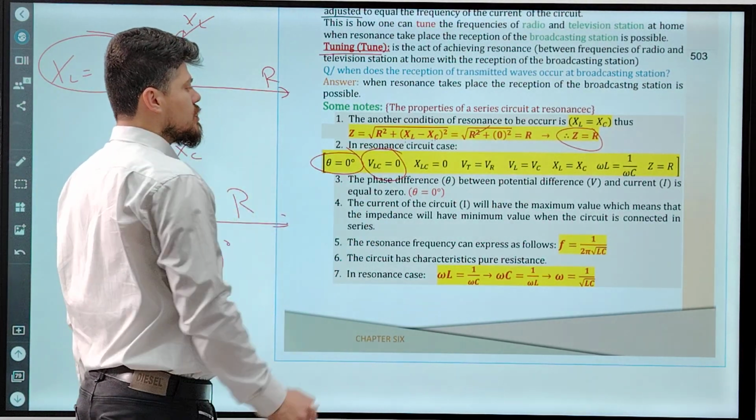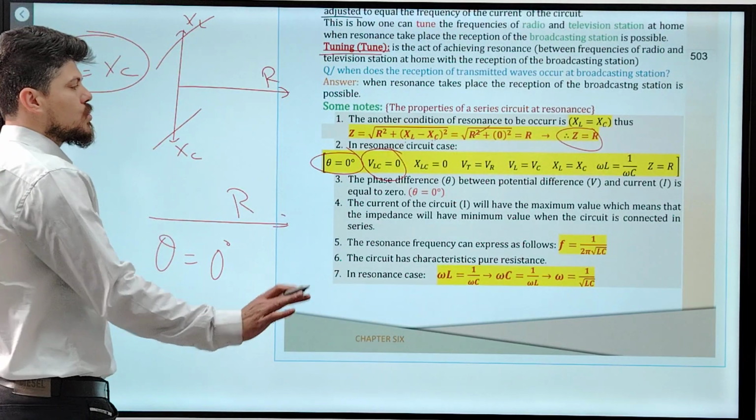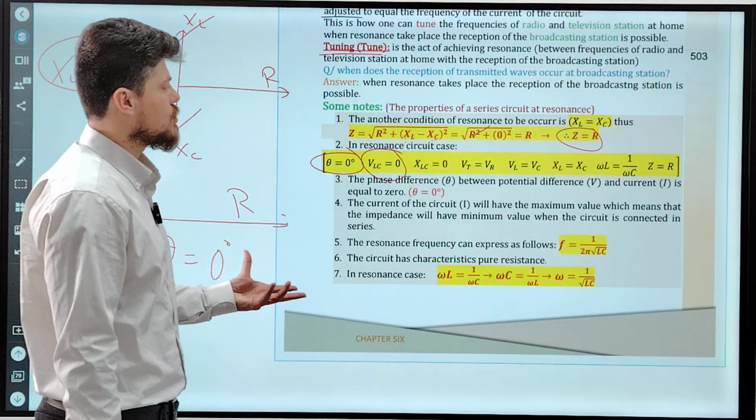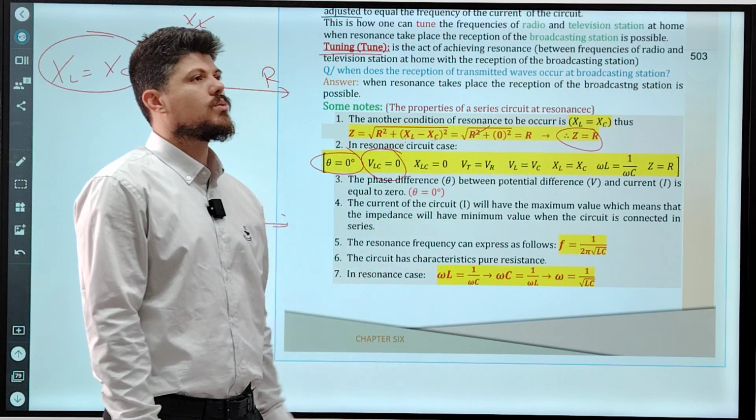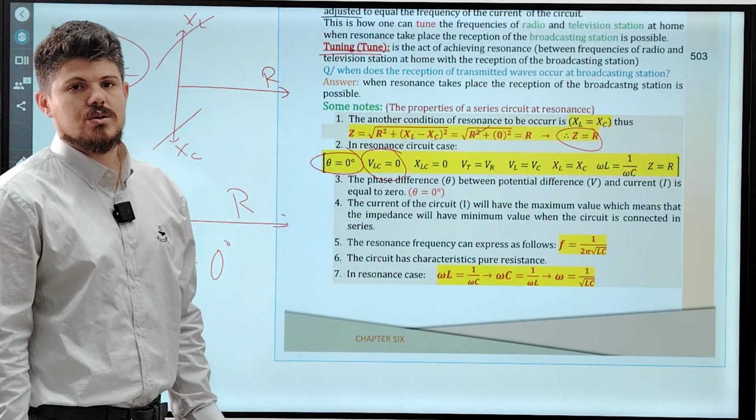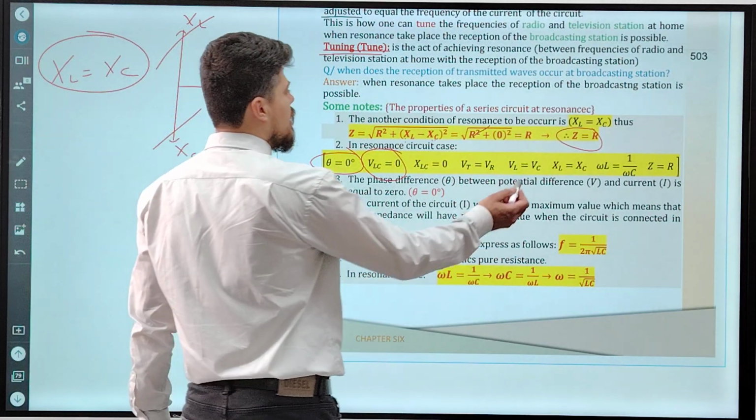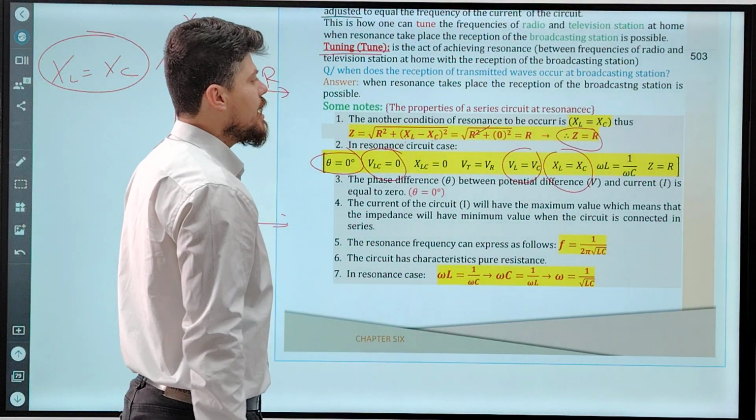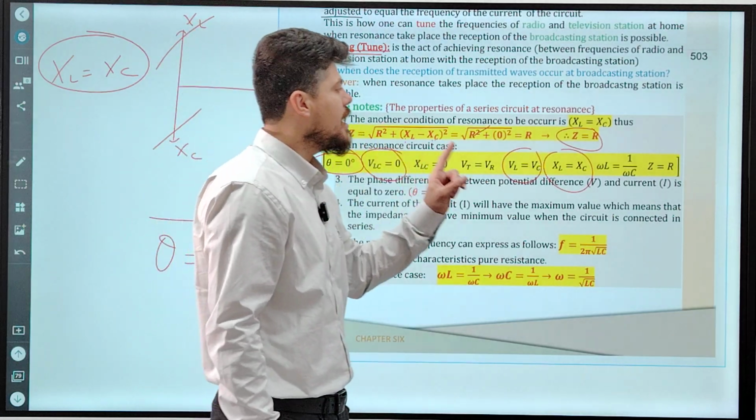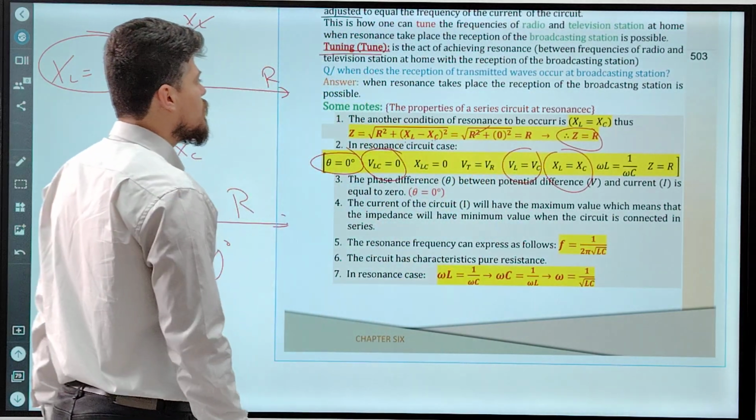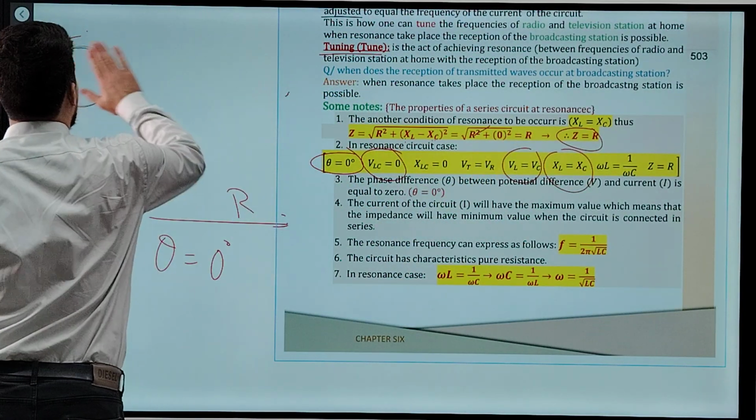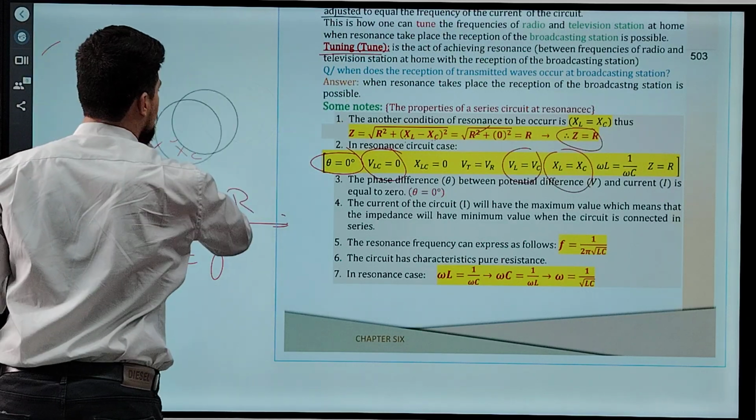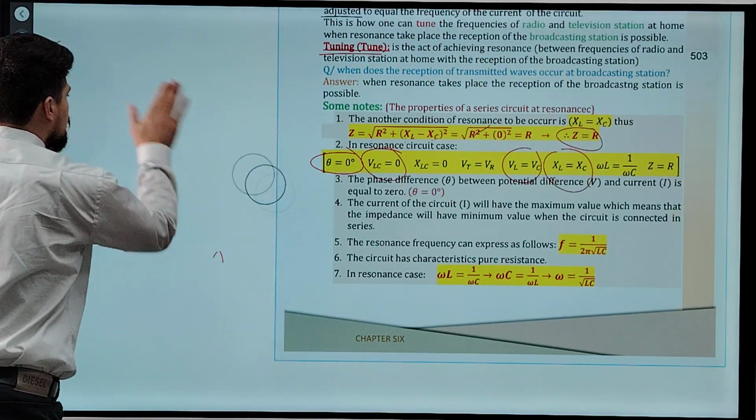The potential difference across the inductance and capacitance combined is also 0. V total is equal to the potential difference across the resistance. VL is equal to VC. XL is equal to XC. When XL is equal to XC, omega L is equal to 1 over omega C. So this is very important. Be careful, students, please pay attention.